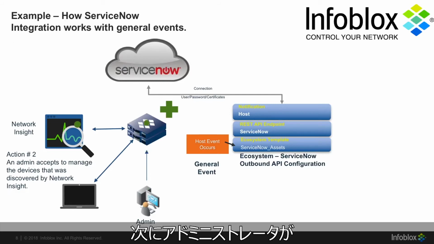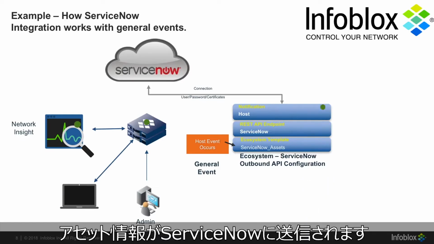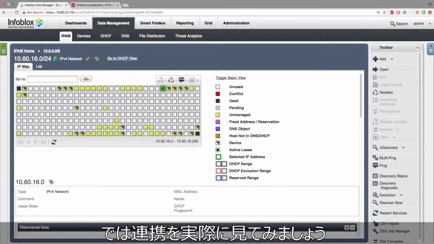Next, an administrator decides to create an asset for the endpoint on the Infoblox grid. This causes ecosystem templates to be triggered, sending information to ServiceNOW with information about the asset. Now let's see the integration in action.